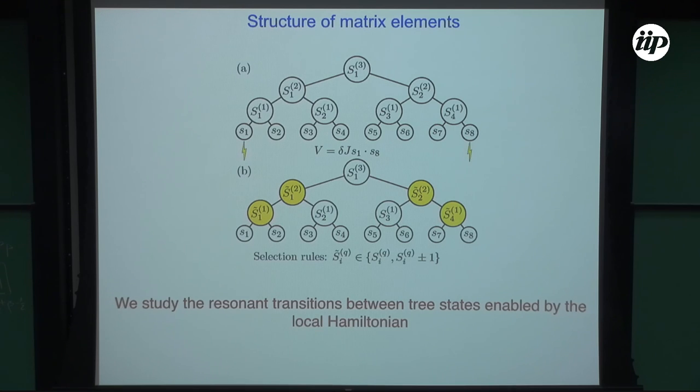To understand that, we actually need several ingredients. First of all, given a tree state predicted by disorder RG, we need to understand to how many states the action of the Hamiltonian can bring us from a given state. The number of such states, in other words the number of non-zero matrix elements between a given tree state and other tree states, is dictated by the SU(2) symmetry. Taking, for example, a product of two operators, say S1, S8, and applying it to the tree state, we can change the values of the block spins along the path connecting S1 and S8, and each block spin can be changed either by plus minus 1 or 0. This is analogous to the selection rules in optics.